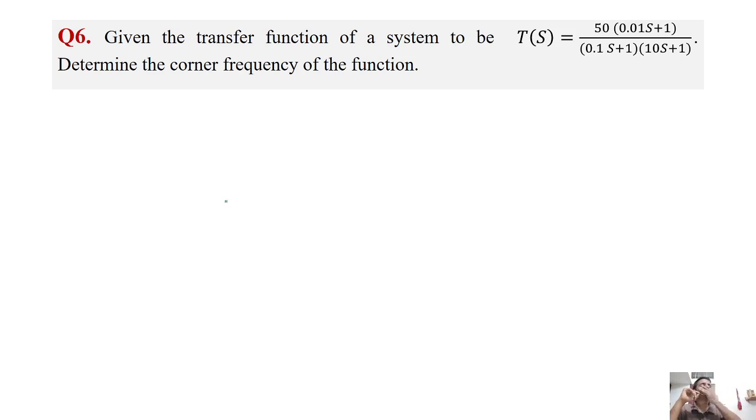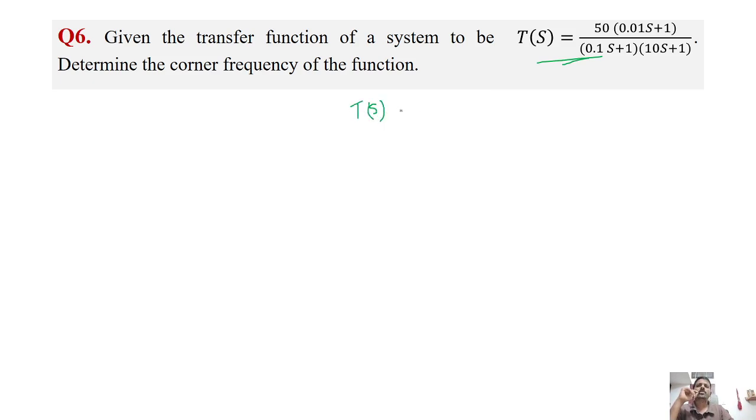This question is related to Bode plot. We will check that. So the question is, given the transfer function of a system to be T of s equal to 15 into 0.01 s plus 1 by 0.1 s plus 1 into 10 s plus 1, determine the corner frequency of the function. Okay, so before coming to this question, let us write the transfer function in general.